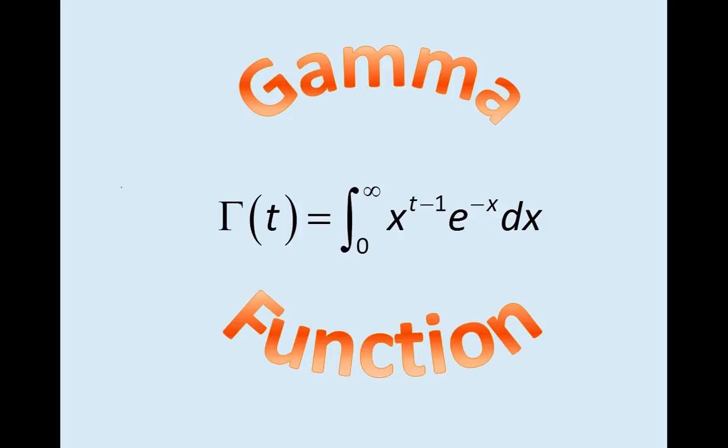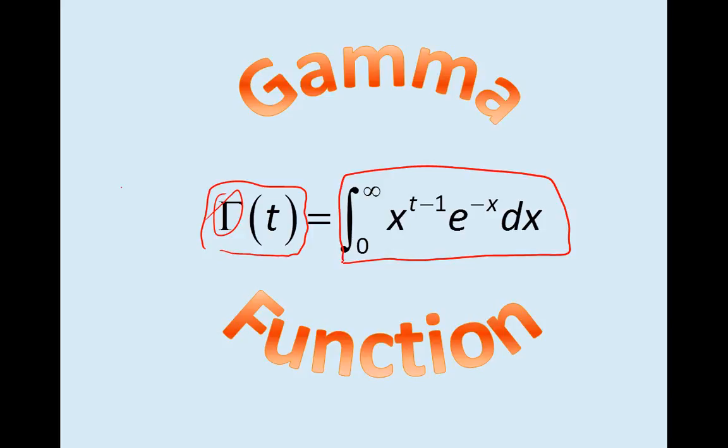Okay, I want to look at the gamma function and just kind of introduce you to it. The gamma function, of course, this is when you see this little symbol here, this Greek uppercase gamma. This is how we usually indicate that we're working with the gamma function. Now, the gamma function is an improper integral, as you can see here. It goes from 0 to infinity.